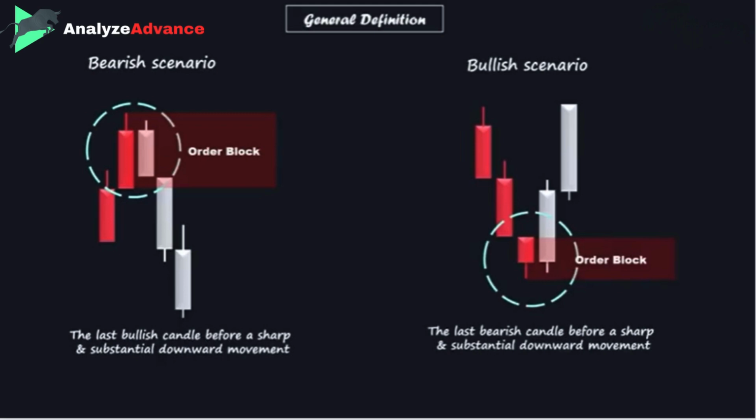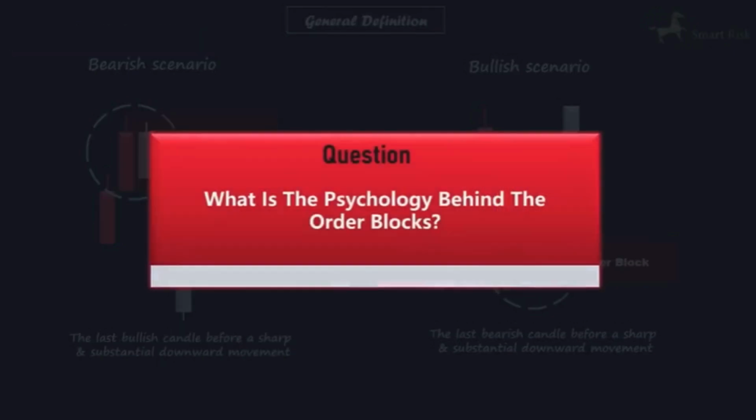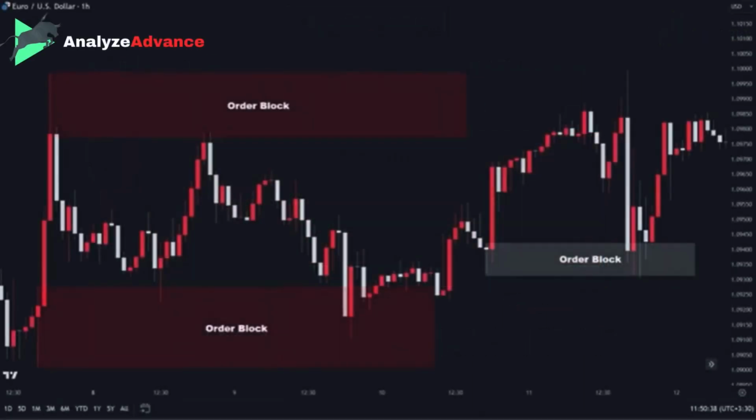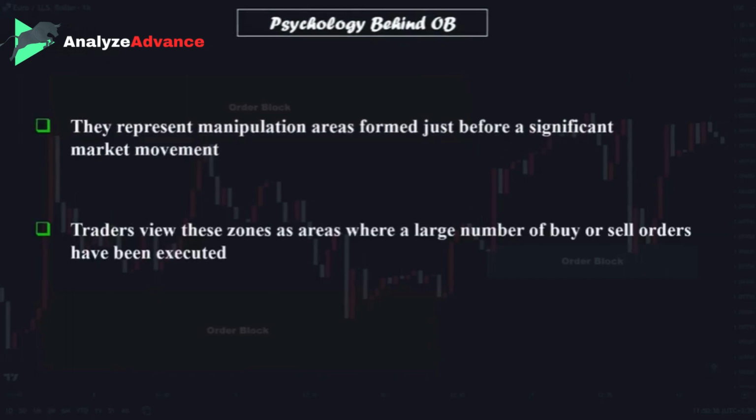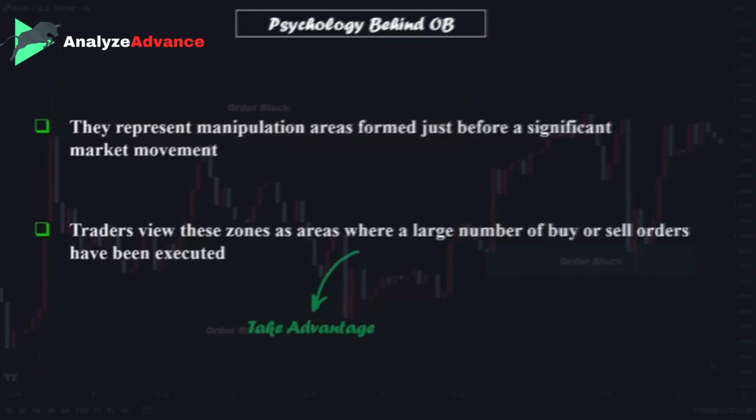And now let's see what is the psychology behind these zones in the market. The theory behind considering these zones as potential reversal areas is based on the belief that they represent manipulation areas formed just before a significant market movement. Traders view these zones as areas where a large number of buy or sell orders have been executed. Therefore, by using these zones in our trading strategy, we can potentially take advantage of the high probability of price reversal and change in direction when it reaches these areas.